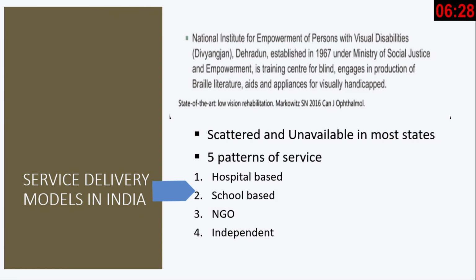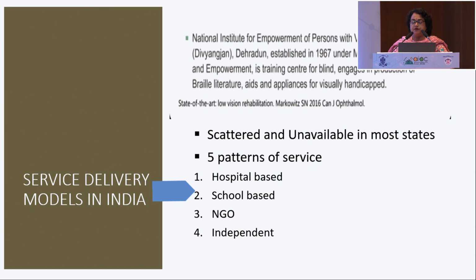But unfortunately, I couldn't find the state-wise breakup of the total number of people who are having low vision, who are blind. What is the exact statistics as to the low vision services available, what are in use, and what are not in use. So at present, the service delivery model in India is scattered and unavailable in most states. And where it is available, it is not well coordinated. It may be hospital-based, school-based, NGO, or independent.